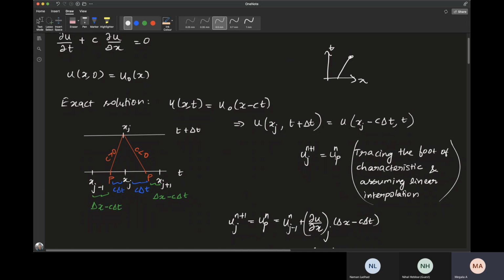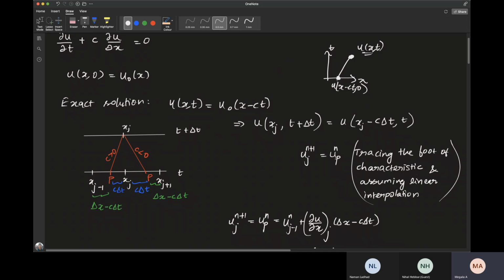So if you need to find the solution value for u at this point, u of x comma t, you trace the foot of the characteristic, that is this point on the initial line, u at some x minus ct comma 0. So this is that point. You trace the foot of that characteristic, and then the solution at this point will be equal to the solution at that point. This is something that we have seen earlier.